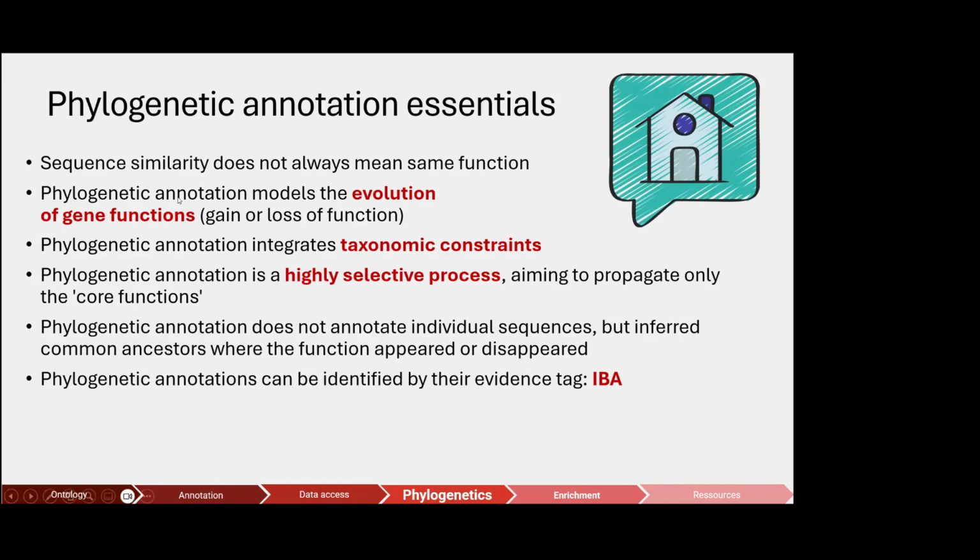The first one, which is for me the most important, is similarity does not always mean same function. So when you have no other thing, you can make a BLAST and you can expect, okay, we have same function. But as I showed you, I hope I convinced you that this is not totally true. It's better to make phylogenetic annotation, which models the evolution of gene function, gain or loss of function. But we include also taxonomic constraints. As the nucleus does not exist in bacteria, you don't propagate the nucleus into bacteria, but it's like photosynthesis in human or many other terms.